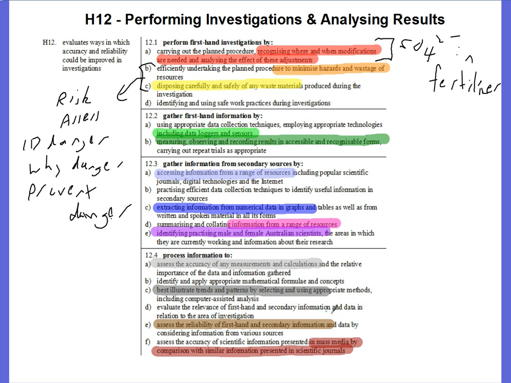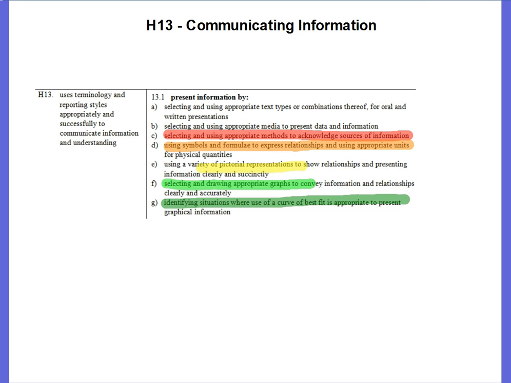Assessing reliability of first-hand and secondary information. Reliability of first-hand information obviously is have we repeated the experiment. Reliability of secondary information is can we find that information in lots of reputable sources. Okay, if you can find the same information in lots of reputable sources, that means it's reliable information. And also comparing information in the mass media versus scientific journals. We did that when we studied lead. We looked at an article about lead safety from a scientific journal versus an article about lead safety from a mass media publication.